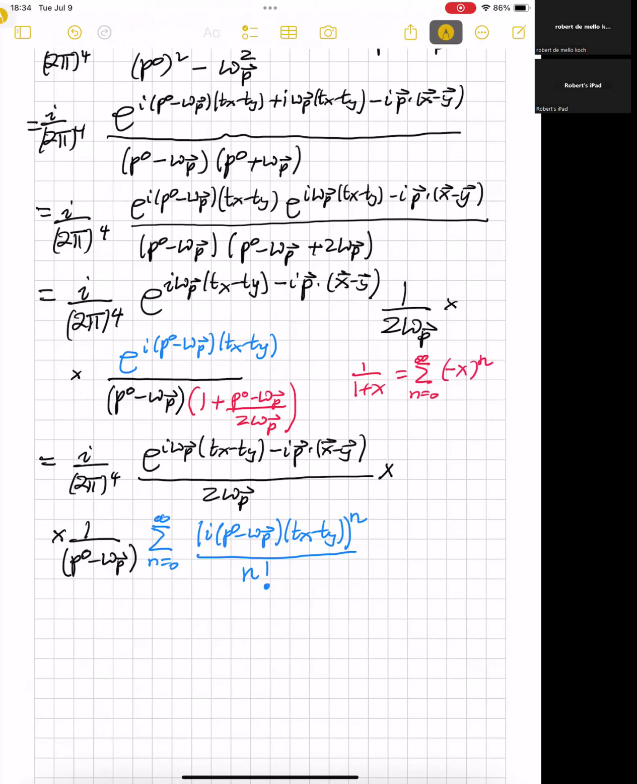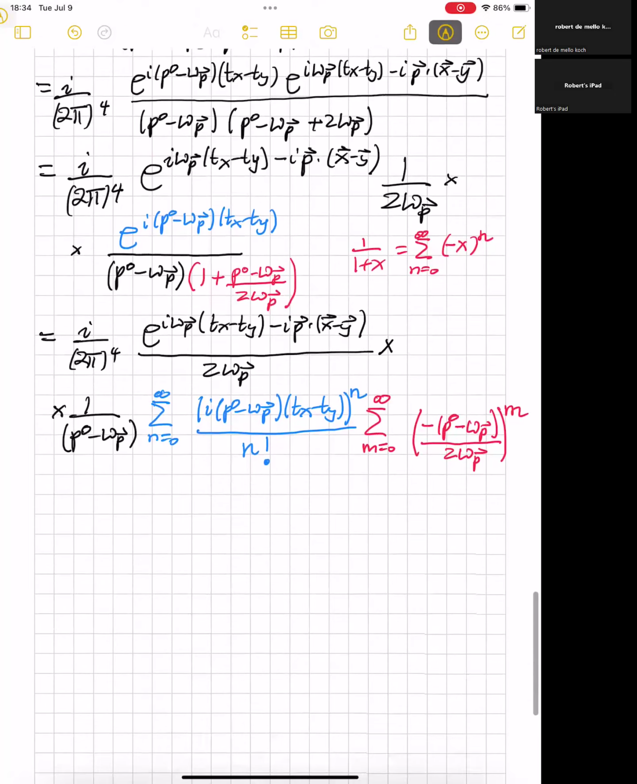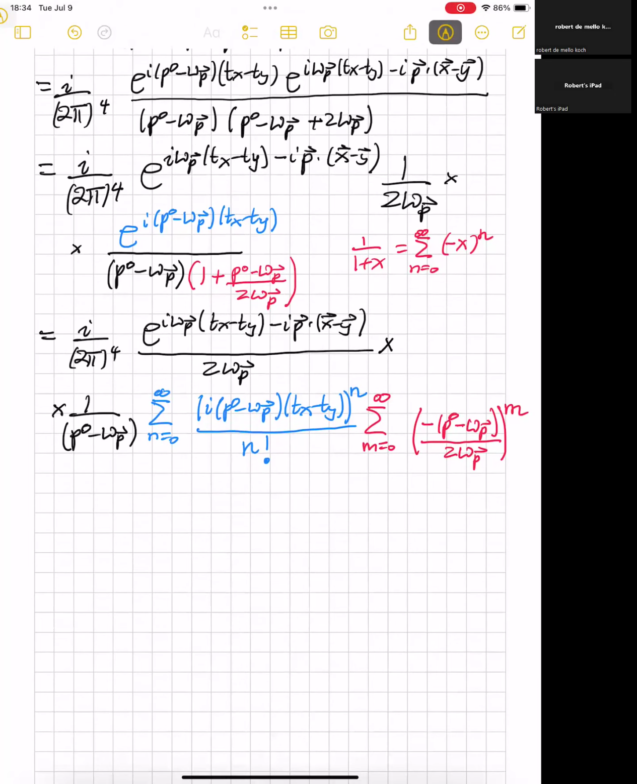Okay, this is maybe one of the first geometric series that you ever learned. So this will be a sum, let's make it m equals 0 to infinity of (minus (P naught minus omega P) over 2 omega P) to the m. Okay. And okay, good. We will continue in a moment.